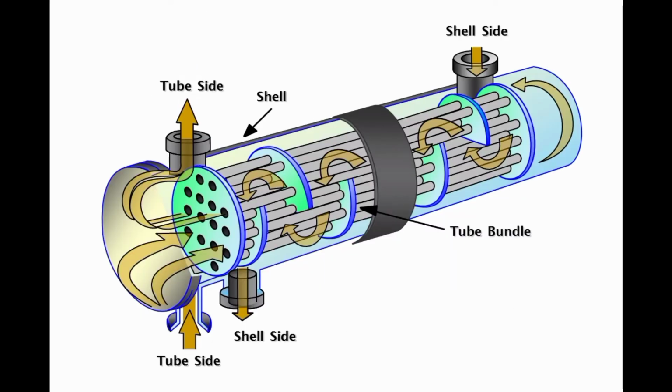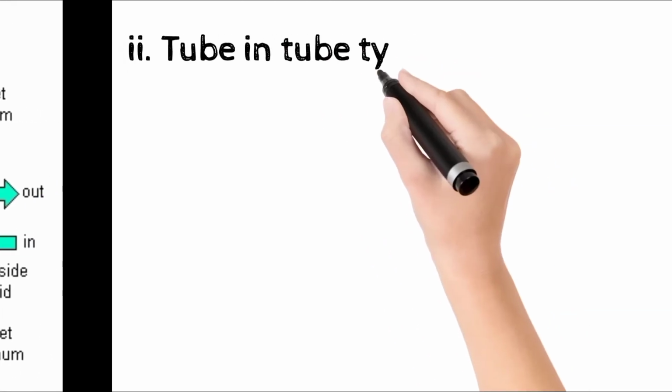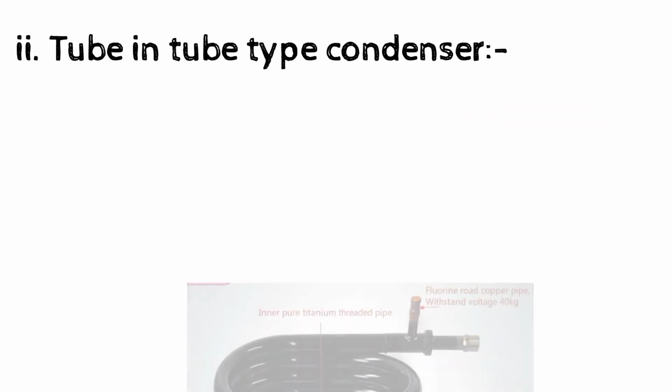This hot refrigerant flows inside the shell, and its temperature is reduced by touching the U-tubes. The refrigerant becomes low temperature and comes out at around 49 degrees Celsius and goes to the expansion valve.